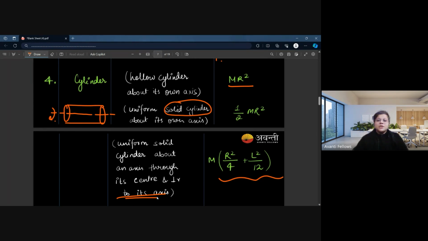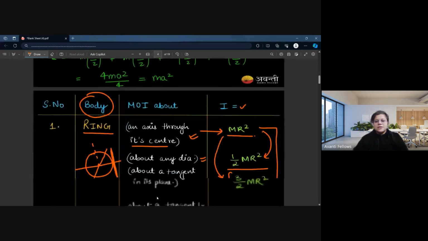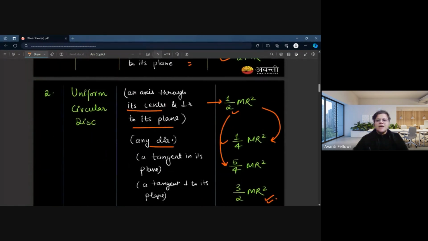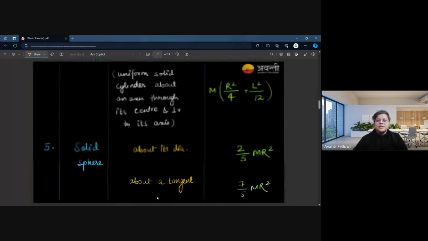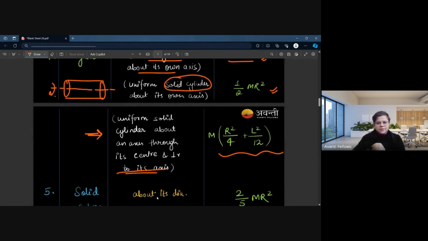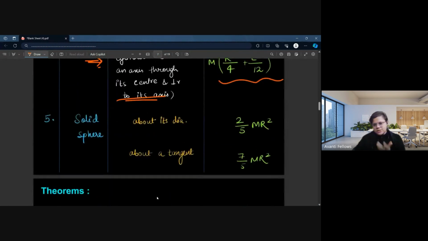Like I said, the inertia of a hollow cylinder, see, it's MR square. Here, it is also MR square for a ring. For a uniform circular disc, it is half MR square, right? For a solid cylinder, it is going to be half MR square. So this table is not very difficult to understand if you are dealing with it with logic. It's going to be easy. This is something that you need to remember. That's it. Let's come to the solid sphere.